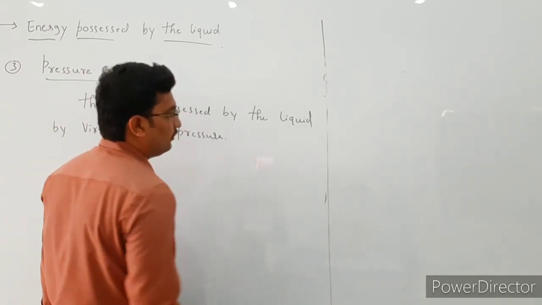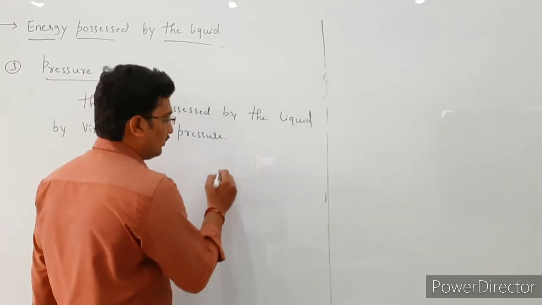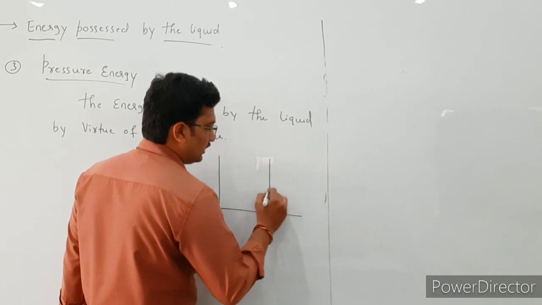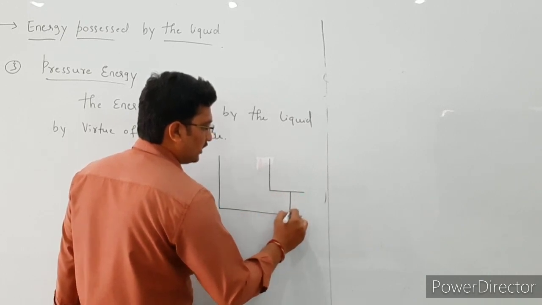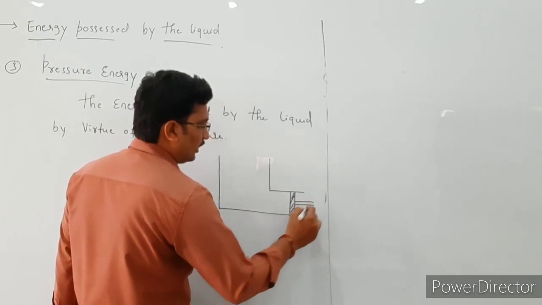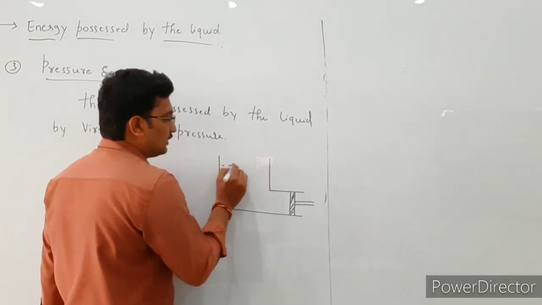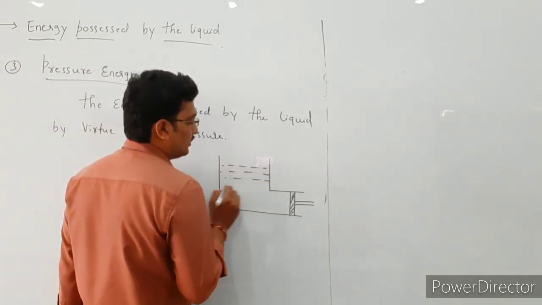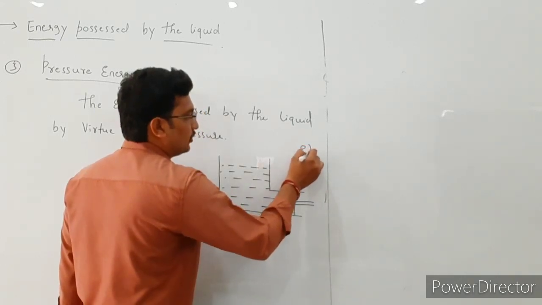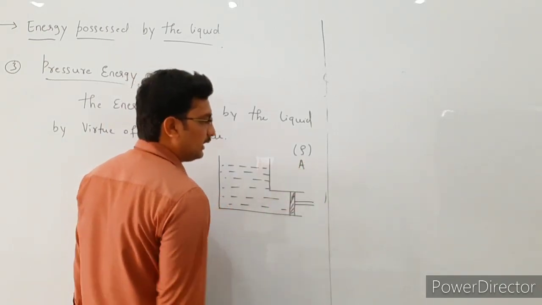Next, we are going to find the expression to calculate the pressure energy. For this, we consider a vessel with a frictionless piston fitted at one side. This vessel is filled with some liquid of density rho, and the area of cross section of the vessel is A.